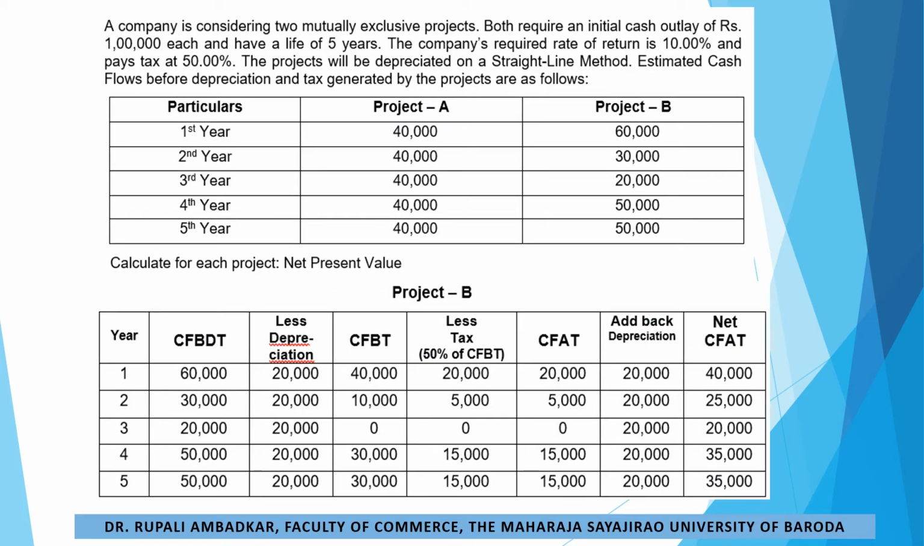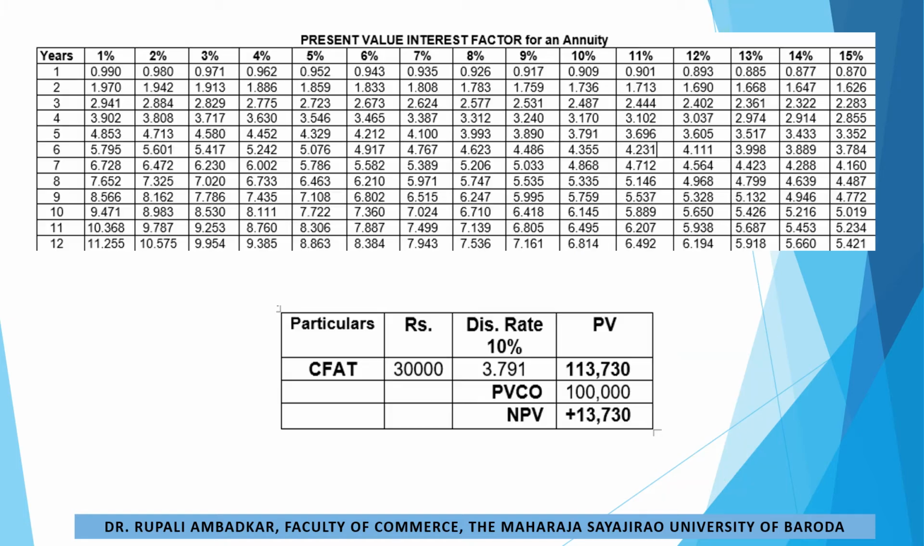In project B, we need to individually calculate the net cash flow after taxes. The same procedure will be followed, but we need to calculate separately because the cash flows are different here. We calculate net cash flows after taxes for each year, and with that we will be able to calculate our NPV.